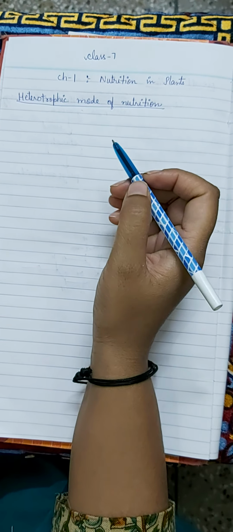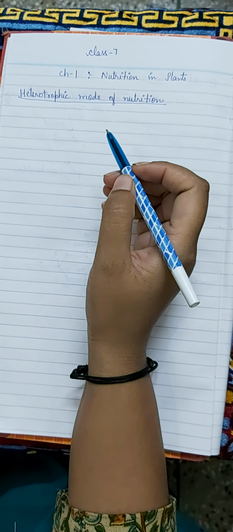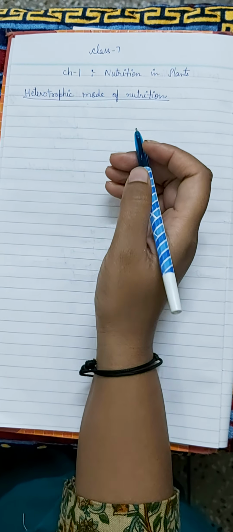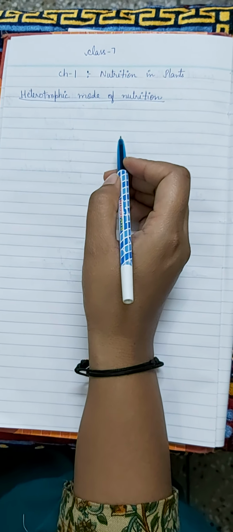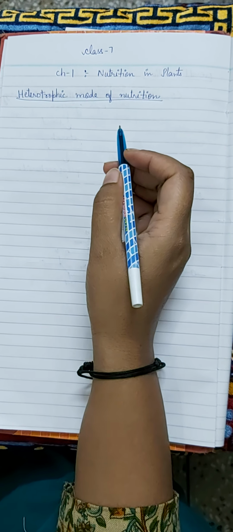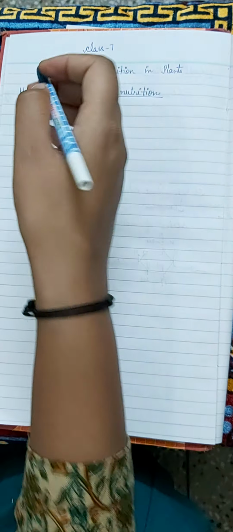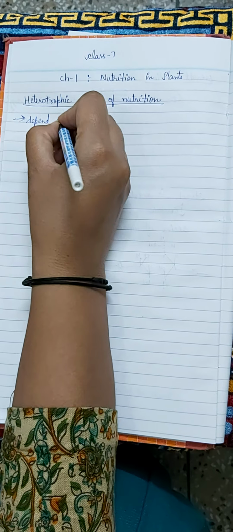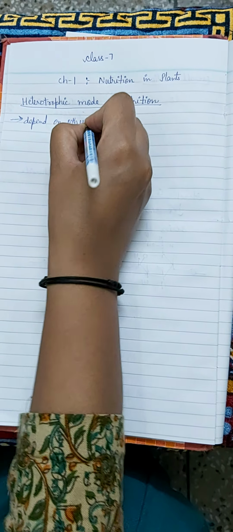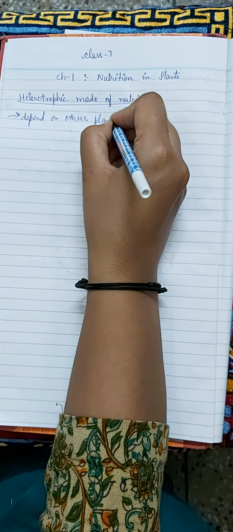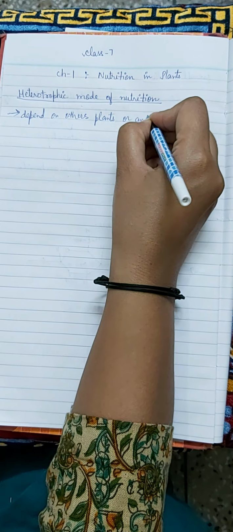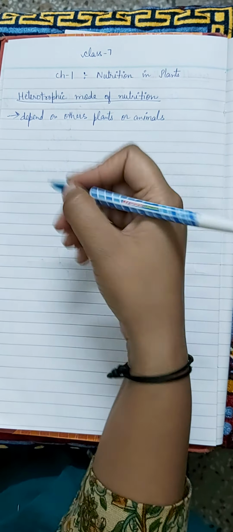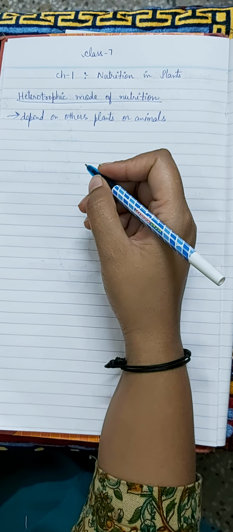Now, it is not necessary that all plants have to be autotrophic, as we have studied in the previous class. There are few plants which are heterotrophic. Heterotrophic means they depend on others, plants or animals, for their food. Now, heterotrophic nutrition is again of different types.